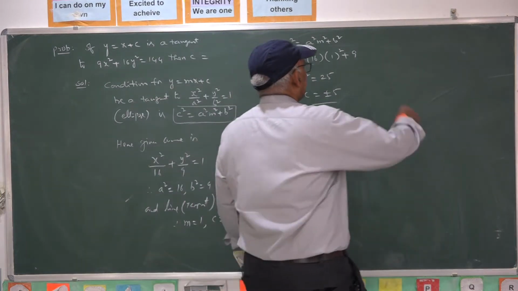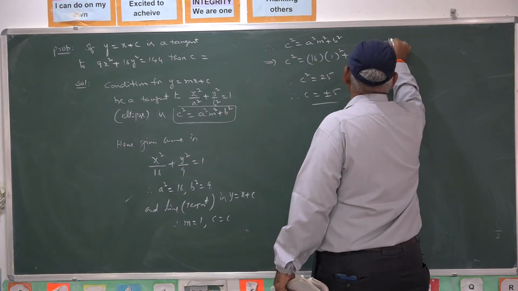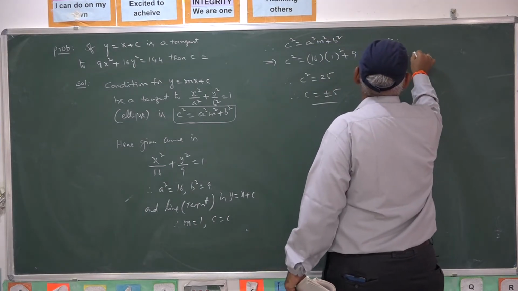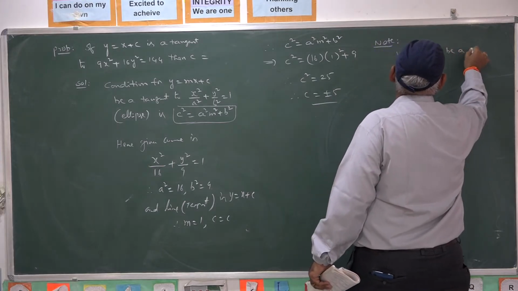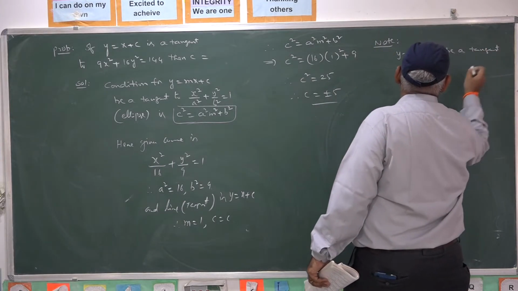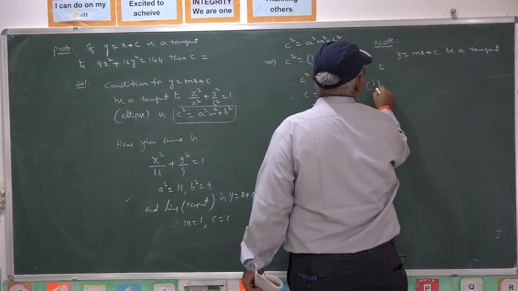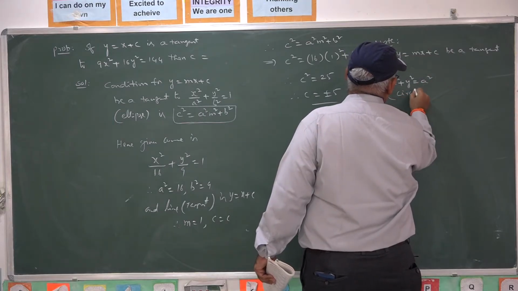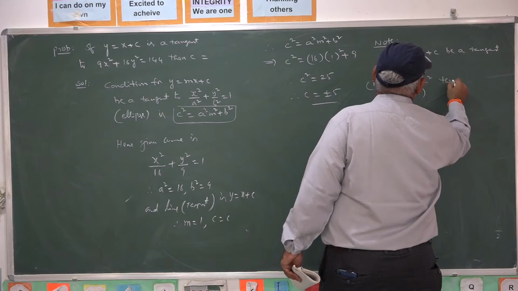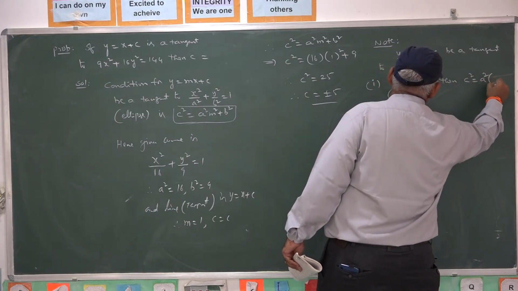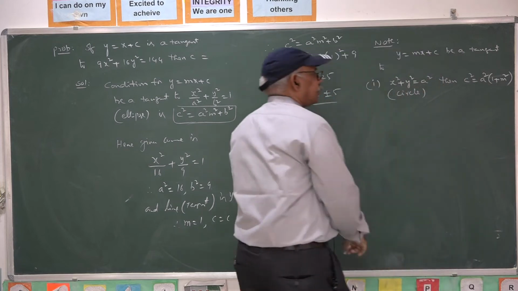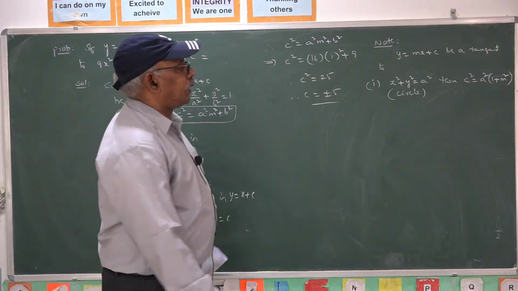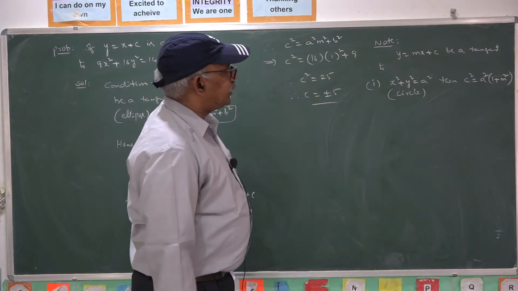Now, I will give certain formulas as note points here. For y equal to mx plus c to be a tangent to, first one, the circle x square plus y square equal to a square, the condition is c square equal to a square into 1 plus m square.